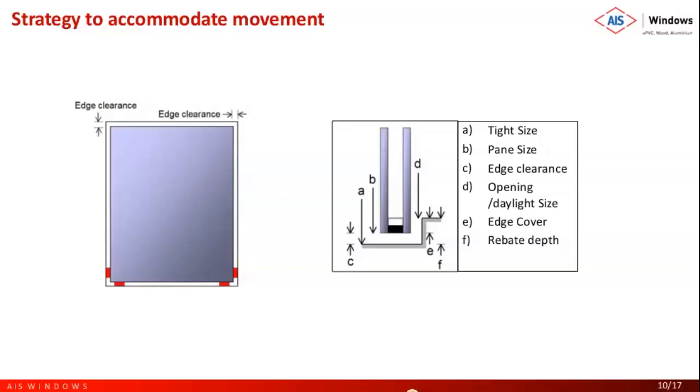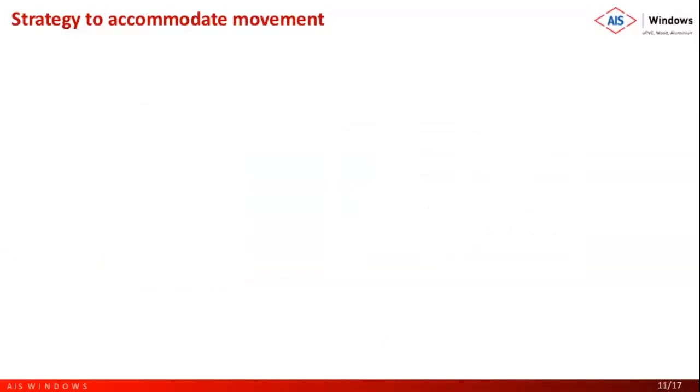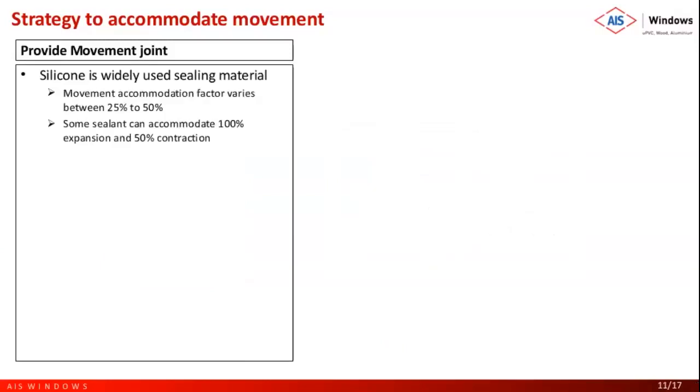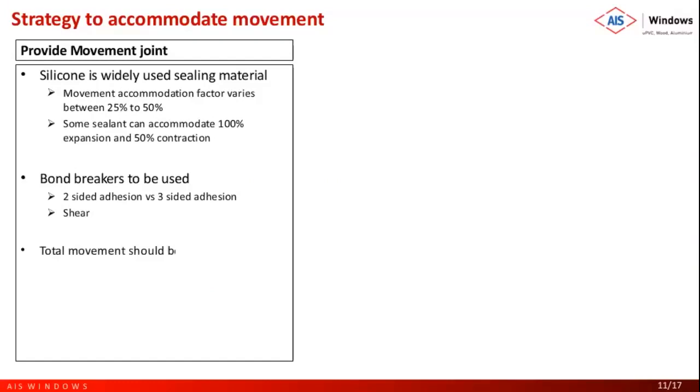Then it says what is pane size, edge clearance, opening daylight size, edge cover, and rebate depth. Next, moving to the next slide. The next strategy to accommodate movement is to provide a movement joint. This is one of the most popular techniques we use for accommodating movement: providing a movement joint.